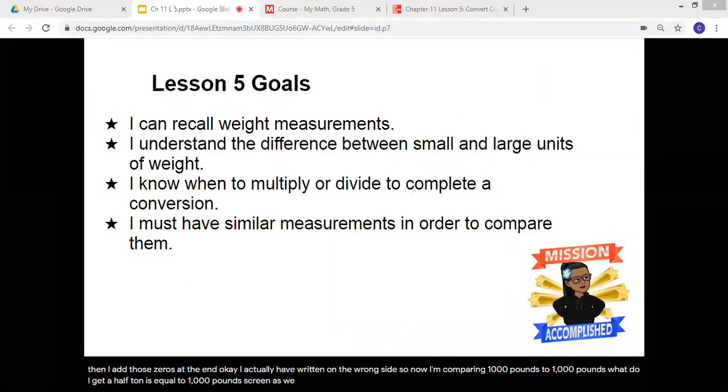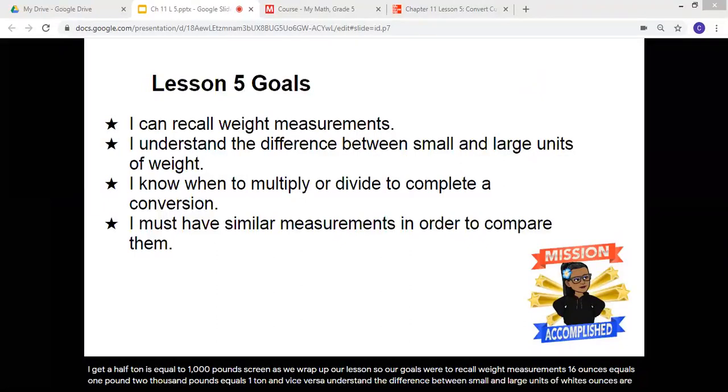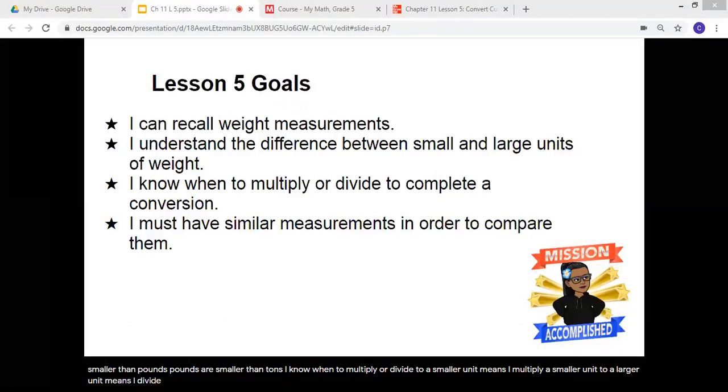Cleaning up the screen as we wrap up our lesson. So our goals were to recall weight measurements. 16 ounces equals 1 pound, 2,000 pounds equals 1 ton, and vice versa. Understand the difference between small and large units of weight. Ounces are smaller than pounds. Pounds are smaller than tons. I know when to multiply or divide. So a larger unit to a smaller unit means I multiply. A smaller unit to a larger unit means I divide. And I have to have similar measurements to compare. So if I'm showing tons and pounds, I need to make them either both tons or both pounds. And that's my choice.